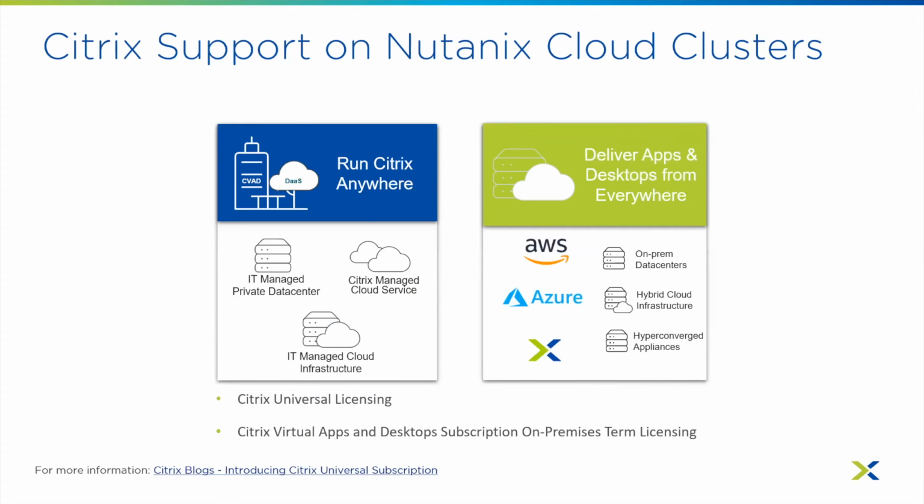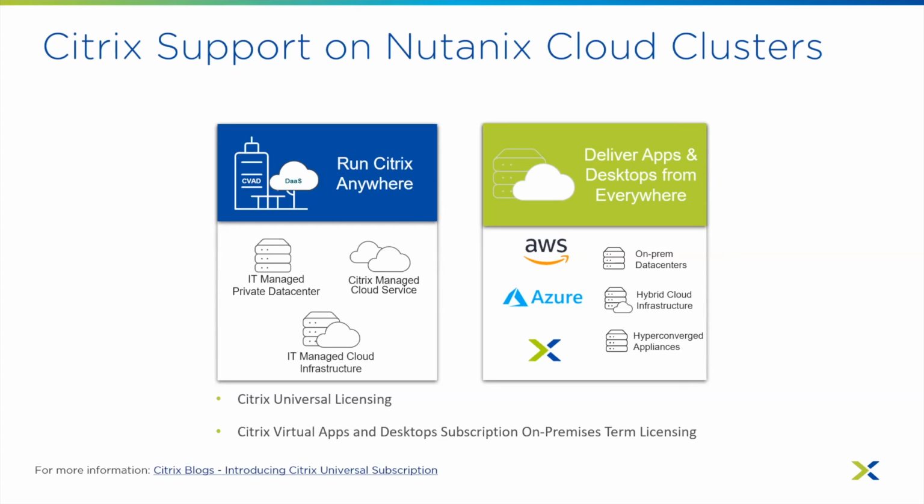Licensing. So what does licensing look like from Citrix? Citrix just announced their universal licensing, which is basically taking their hybrid rights licensing and allows you to pick which control plane you want to use and which cloud you want to use. So if you want to run Citrix on top of this, you either have to have the universal licensing from Citrix, or you have to have the new subscription on-premises term-based licensing as well for the other option.